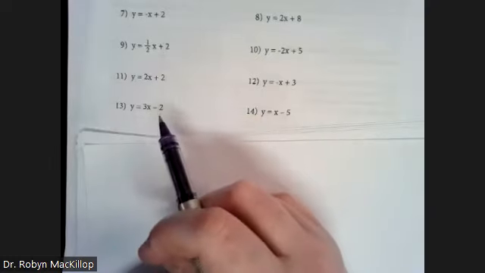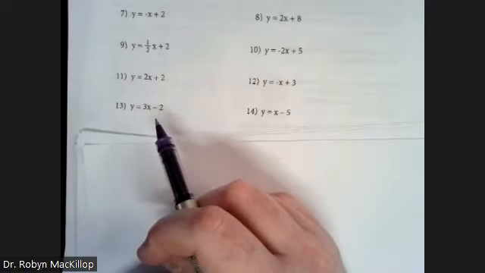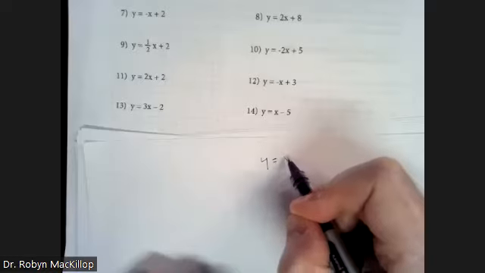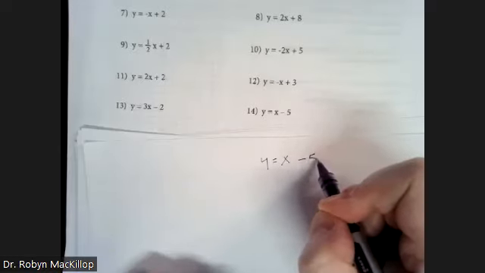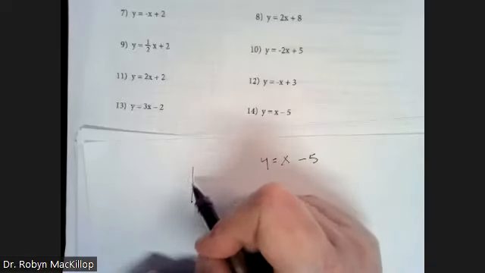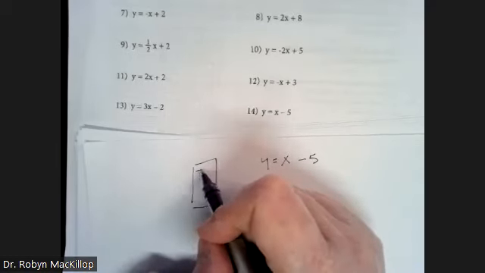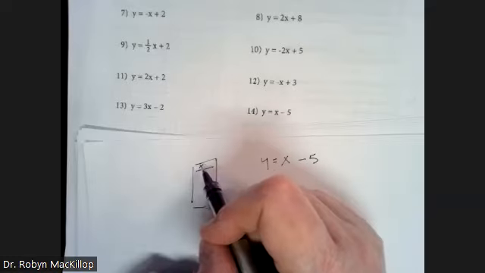We'll do one more. Let's do X minus 5. Or do you like the ones where you have to multiply? Let's do number 14. We've got Y equals X minus 5. So we're just going to do a function box for 4 X's. We're going to make up our own.